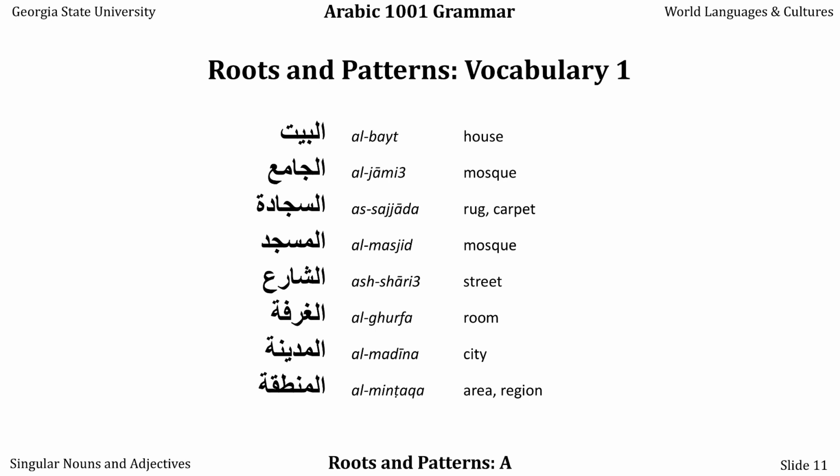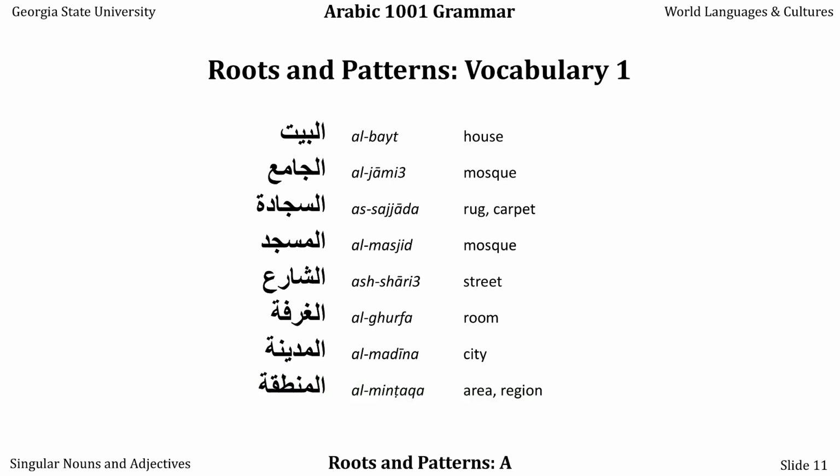Let's take a look at the words we've learned here. Al-bayt is house. Al-jami' is mosque. As-sajjada is a rug or carpet. Al-masjid is another word for mosque. Ash-shari' is street. Al-ghurfa, a new word, is room, like a bedroom or a living room or a dorm room or even a classroom. Al-Medina is a city. You may be familiar with the city called Medina. That's just a shortening of its real name. And Al-Mintaqa is an area or region within a city or within a country.